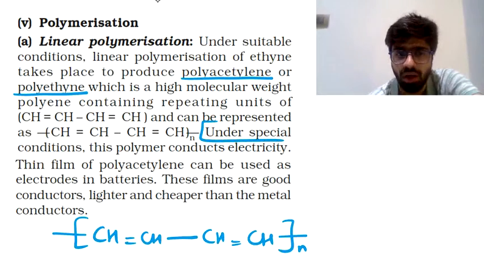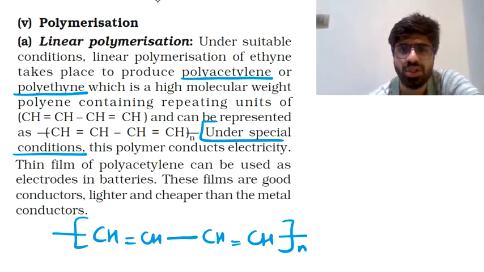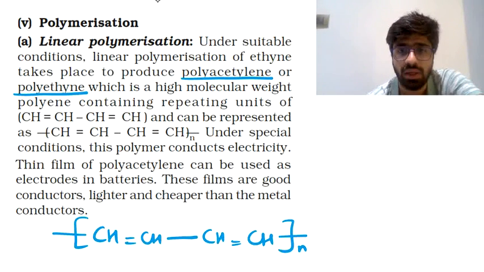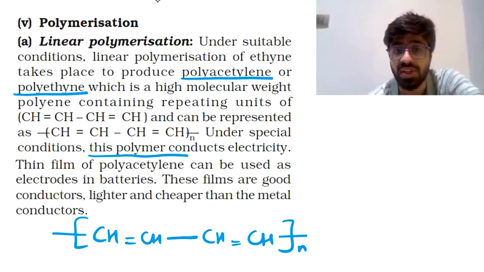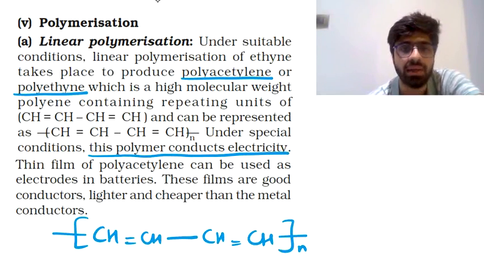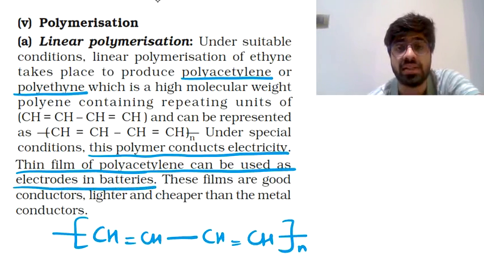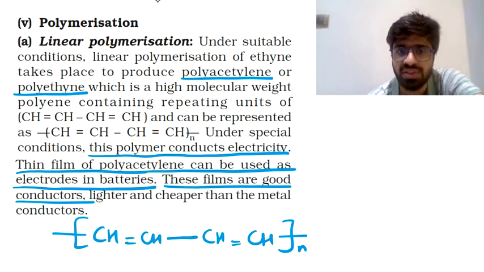And that is why, under special conditions, which they have not mentioned here and we will not speak about for now because currently we need not get into so much detail with this topic, you should know that under some specific conditions this polymer does have the ability of conducting electricity, and a thin film of polyacetylene, due to this property, can be used as an electrode in batteries. An electrode in batteries needs to be a material which can conduct electricity, and this thin film of polyacetylene does serve this purpose.